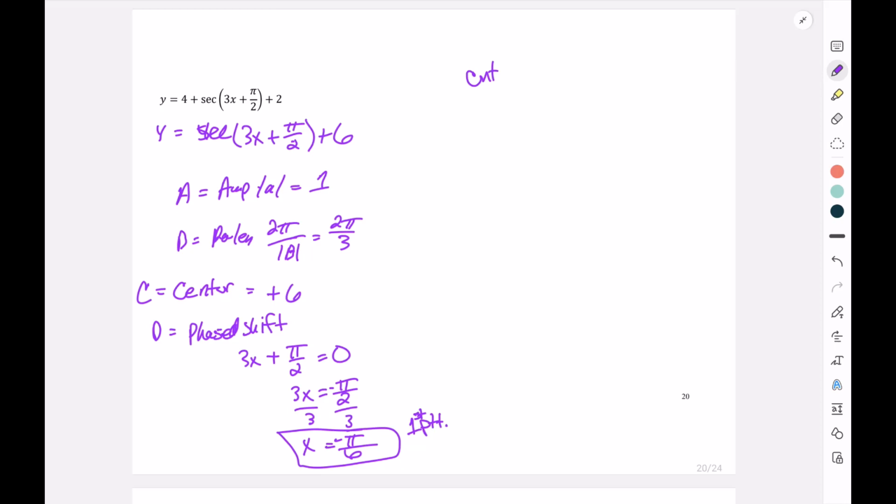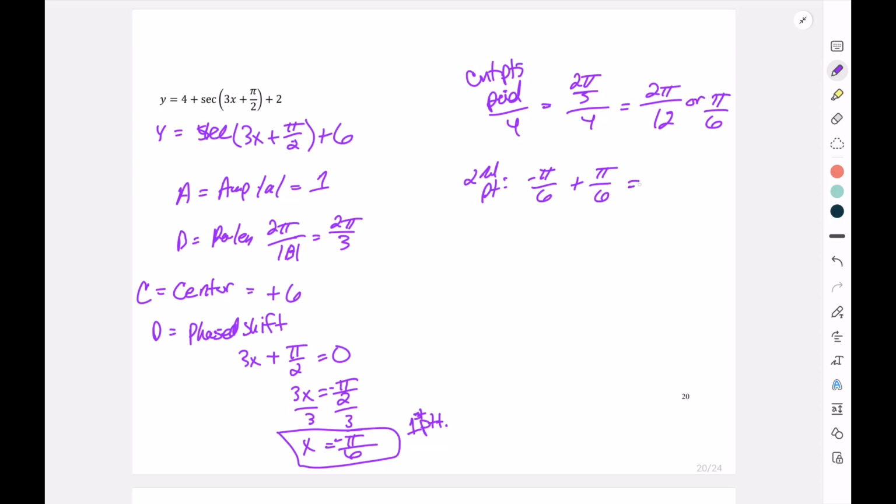So we know that for our critical points, we're going to take period over 4. And so we can do our period being 2 pi over 3, over 4. And we know that we will get 2 pi over 12, or pi over 6. So for our second point, we will take negative pi over 6 plus pi over 6, and our second point will be at 0. Our third point will be 0 plus pi over 6.